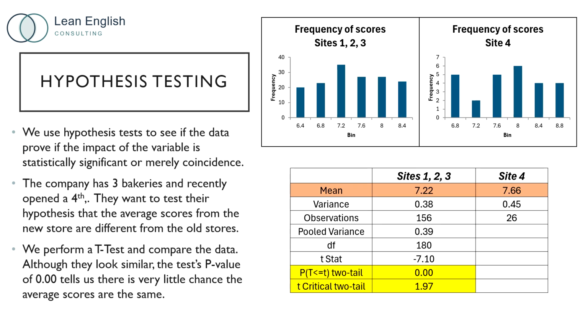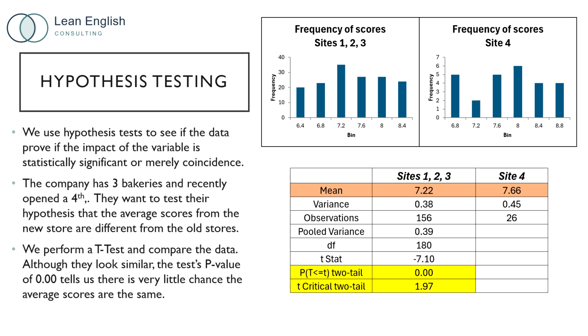We use hypothesis testing to see if the data proves if the impact of the variable is statistically significant or merely coincidence. We are asking the question, is it probable that these data sets are actually the same even though they appear different? If the p-value of the test is low, we reject the hypothesis that they are the same.